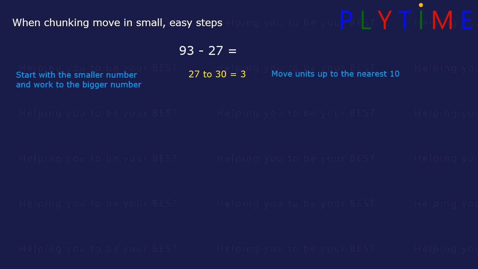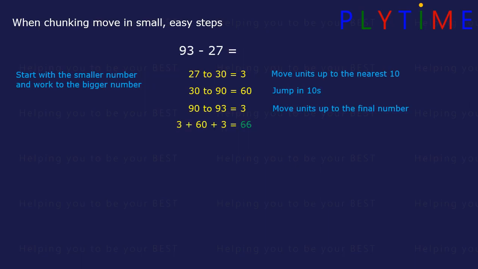Then from 30 to 90, we're jumping in tens. 30 to 90 is 60. And then from 90 to 93, we move in units to our final number, that's 3. So the total is 3 plus 60 plus 3, which is 66. So 93 minus 27 equals 66.